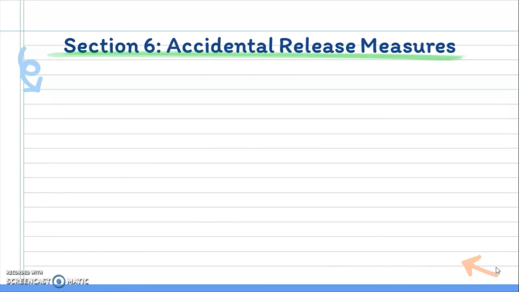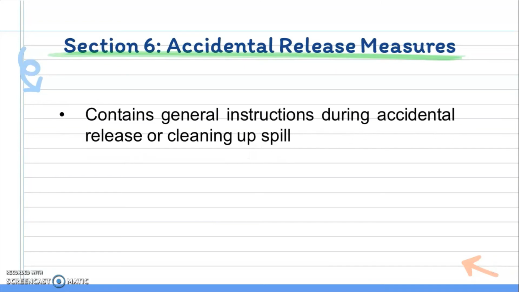Section 6 is accidental release measures. It contains general instructions during accidental release or cleaning up spill. Kapag nagkaroon ng accident and natapon or nagkaroon ng spill yung chemical, nandito sa section na to yung instructions on what to do.